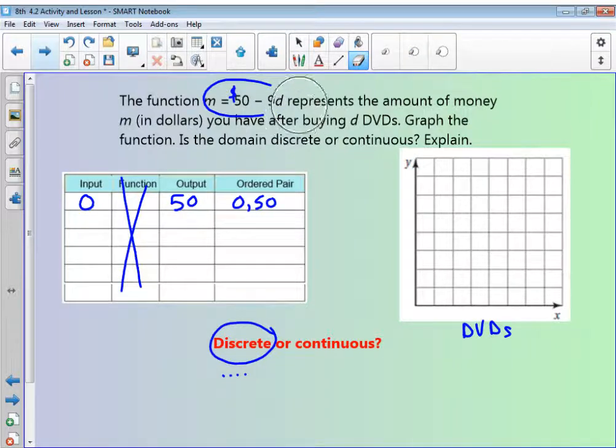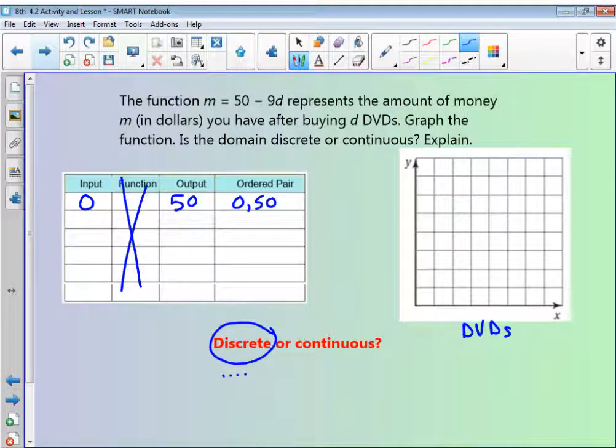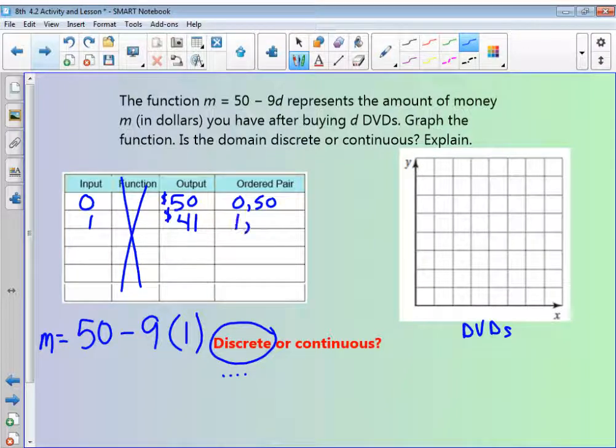Let's go ahead and put a 1 in where d is. So I've got m equals 50 minus 9 times 1. So I could buy 1 DVD. 9 times 1 is 9. 50 minus 9 is going to give me $41. So I could have $41 left over. So 1 comma 41.